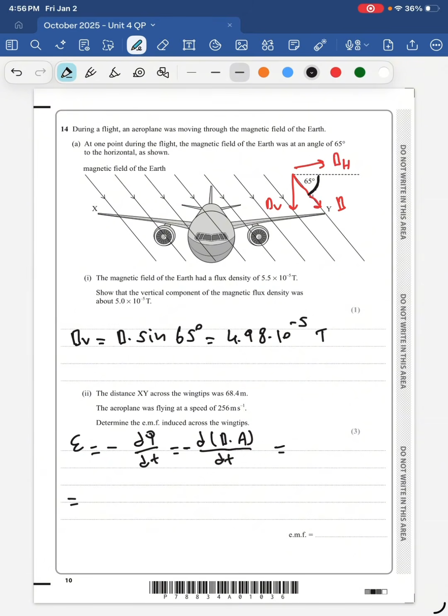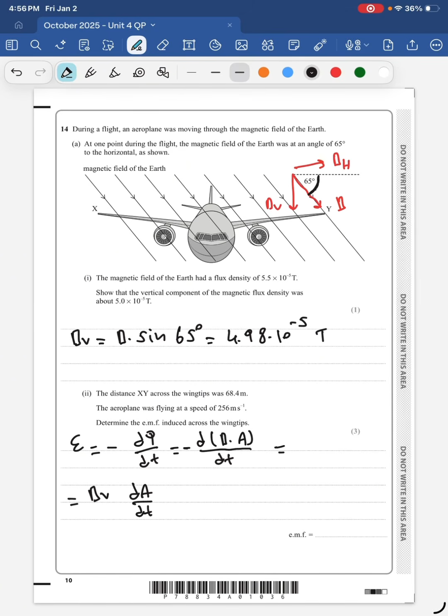Also, B is going to be B vertical, because remember, you have to cut through the magnetic field lines. The aeroplane does not cut through the horizontal component because it's tangent to the wings, right? So only the vertical component matters, which is constant. So I take it out of the d over dt, and we are left with dA over dt.